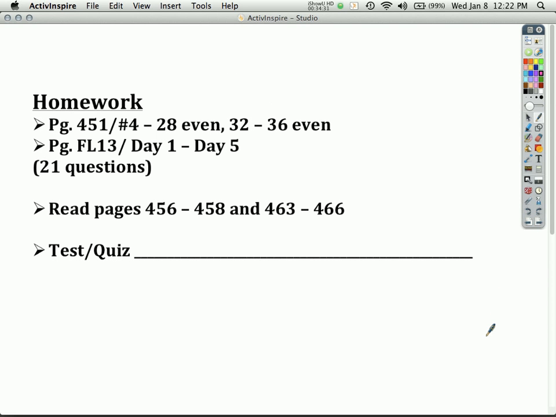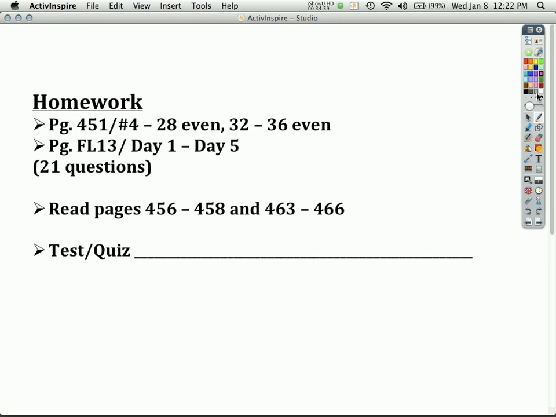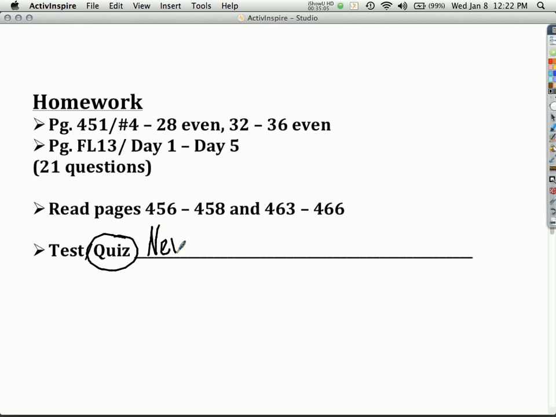Your homework is page 451, it was 4 through 28 even and 32 to 36 even. On FL 13, you're doing days 1, 2, 3, 4, and 5. That's a total of 21 questions. And you need to read the next 2 sections because they're basically the same concept, just one's a little bit more advanced than the other. We're going to be learning it all at once. And your first quiz of the quarter will be next week. And it will be 7.1 to 7.4.